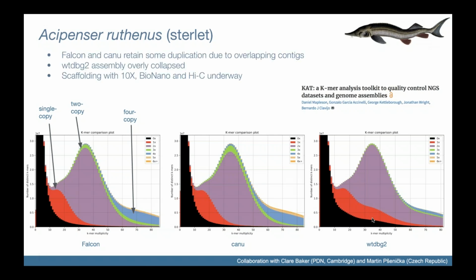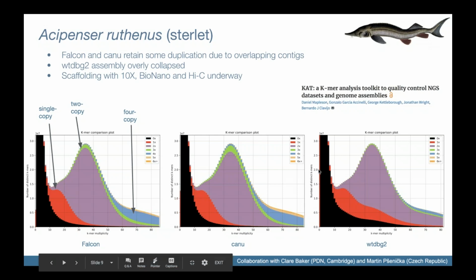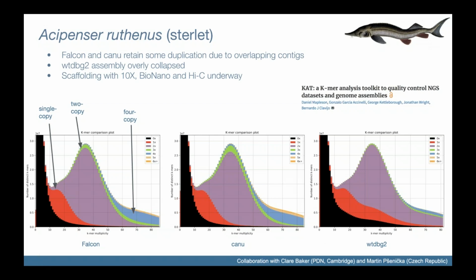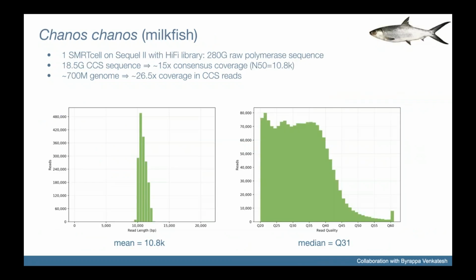So here the duplication in the Falcon and Canoe is actually due to overlapping contigs, which we can post-process and clean up a bit now. And the Watchtower assembly in this case is collapsing things overly. We're continuing with this assembly.